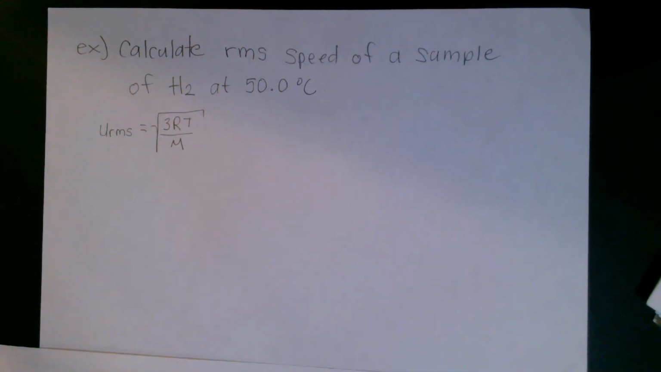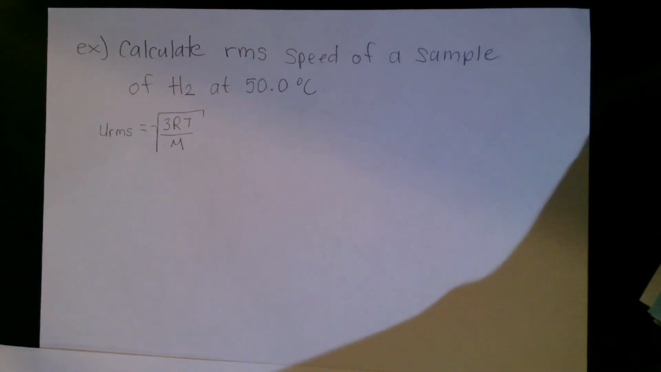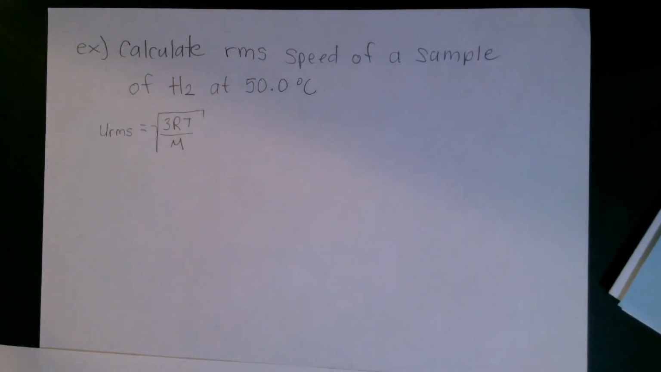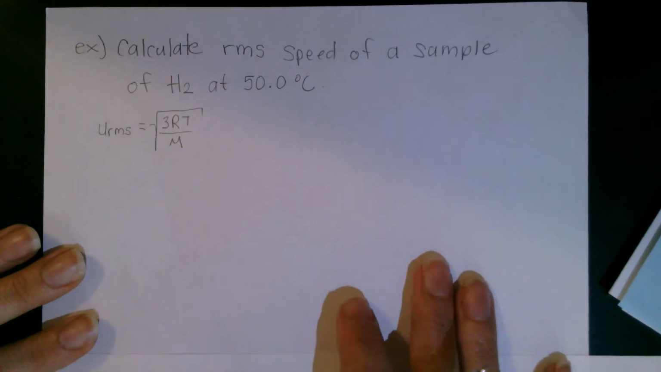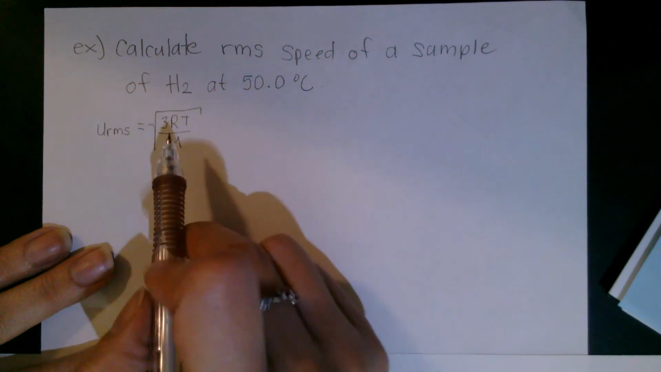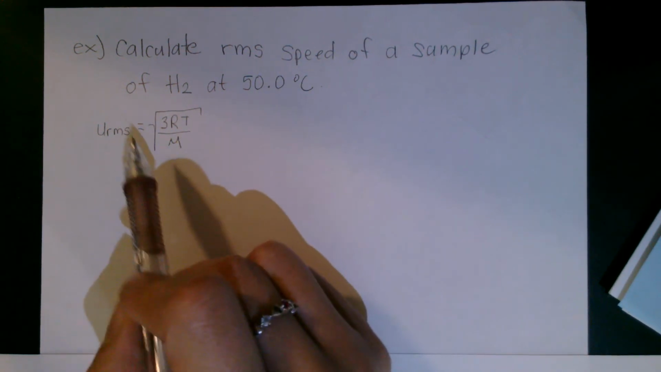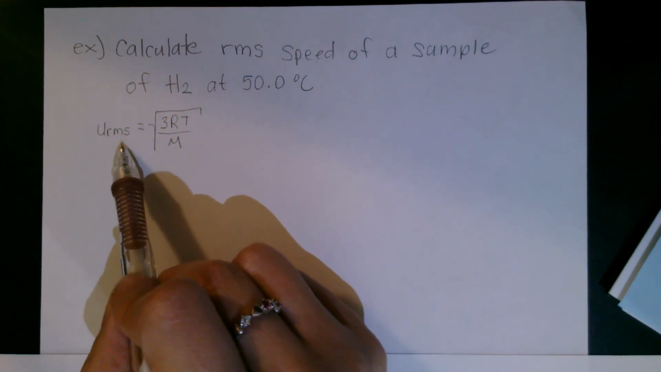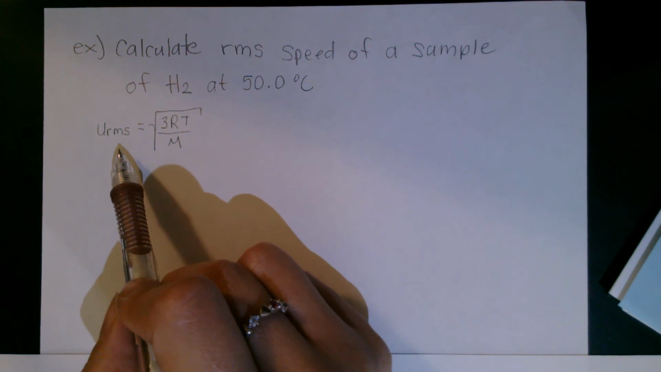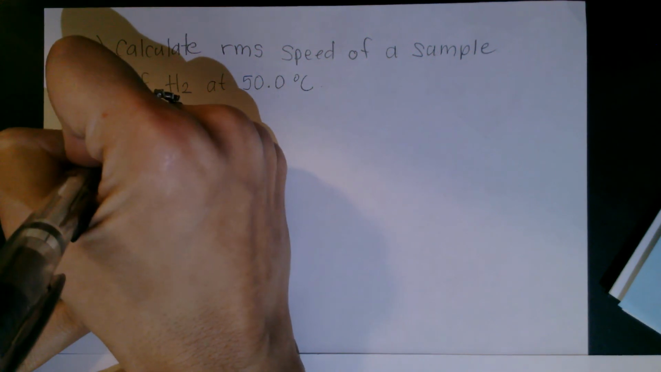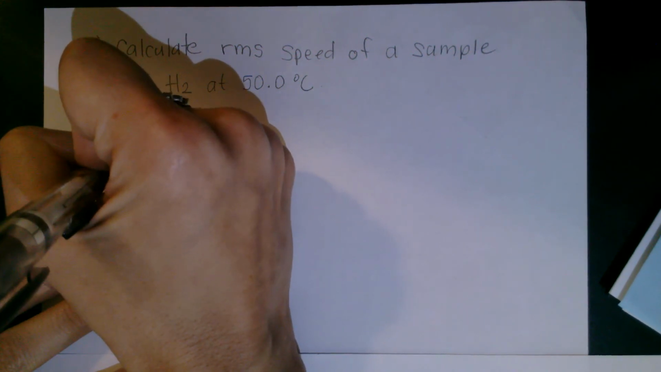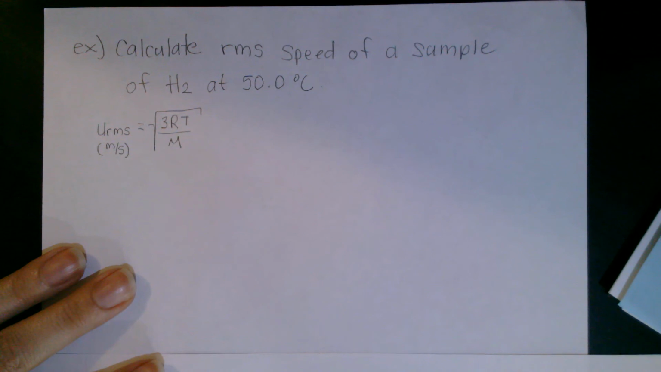Okay, so let's just start plugging away here. For this one, we have to put things in proper units. This is a speed, so speed is in some sort of distance unit per time unit. If we think about our SI units, when all this is said and done, we're calculating the speed of this gas in meters per second.